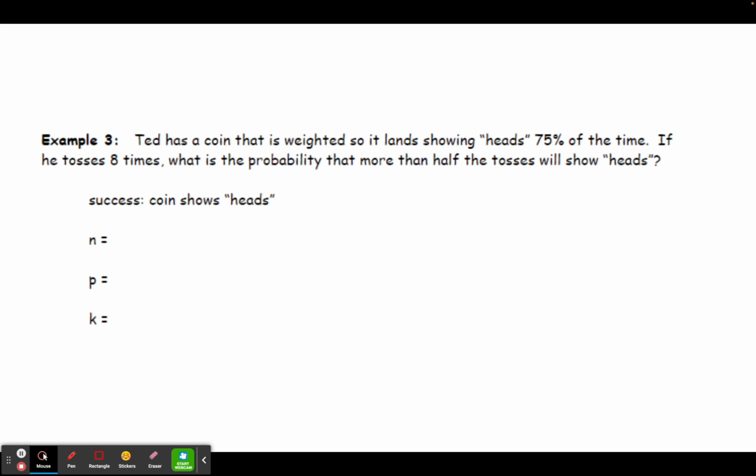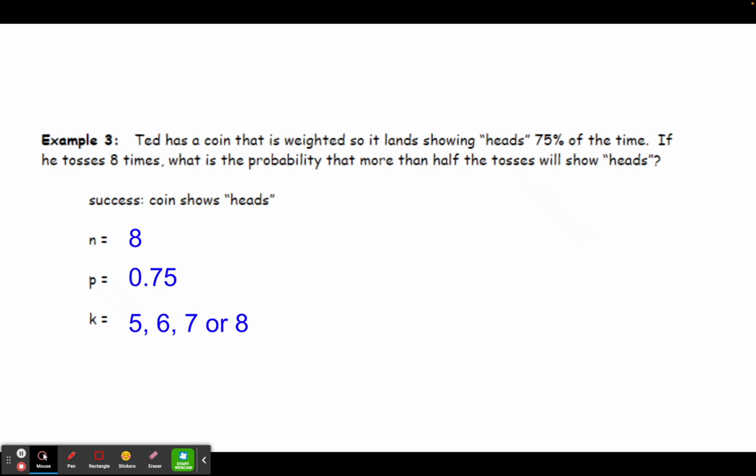In example 3, we're looking again at Ted with his weighted coin. We know that he's tossing 8 times, and the question says, what is the probability that more than half of the tosses will show heads? So N is 8, P is 0.75. Now, more than half would be more than 4. So more than 4 would be either 5, 6, 7, or 8 tosses.